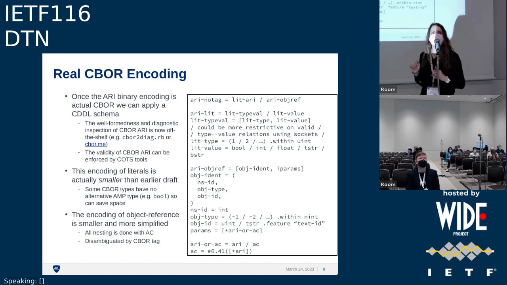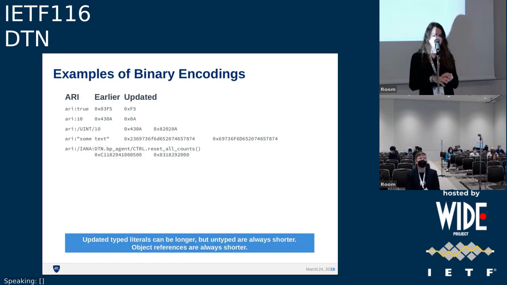On here, you'll see that the binary ARI encoding is now real CBOR. So again, this allows us to use already existing tools for validation, which makes that implementation much easier. And it also gives us smaller encodings in several cases when we compare to the original draft. And I believe that there's an example of that on the next slide.